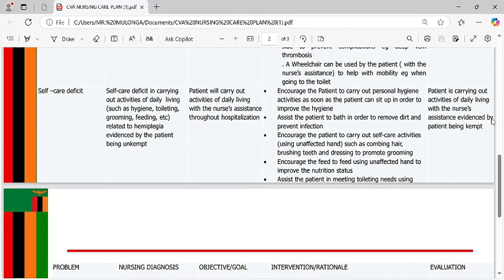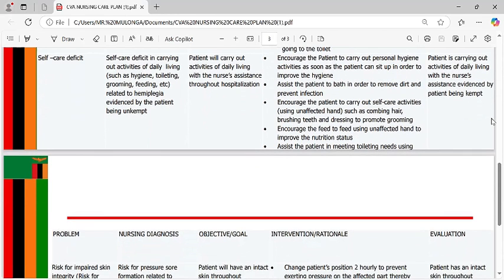Number 4, I will encourage the patient to feed using the affected hand to improve the nutritional status. So depending on the scenario or the condition of the patient, if the patient has one limb, one hand that is not paralyzed or affected, we have to encourage the patient to use that same hand that is not paralyzed to eat, so that they can have an improved nutritional status.